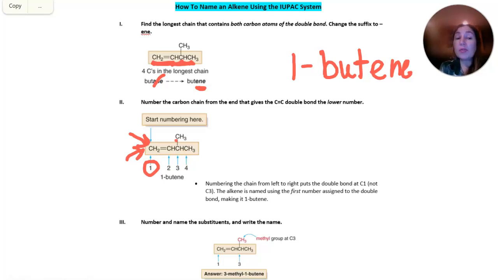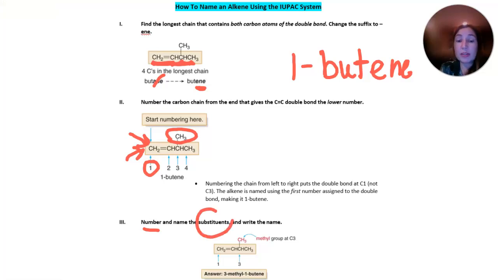But then we have this group coming off of the third carbon, another CH3. Numbering the chain from left to right puts the double bond at carbon 1, not carbon 3. It'd be carbon 3 in the other direction. So the alkene is named using the first number assigned to the double bond, making it 1-butene. The double bond goes from carbon 1 to carbon 2, but we call it 1-butene. We always just note the carbon where the double bond is starting, or triple bond if we were to name those next. And then number and name the substituents and write the name.